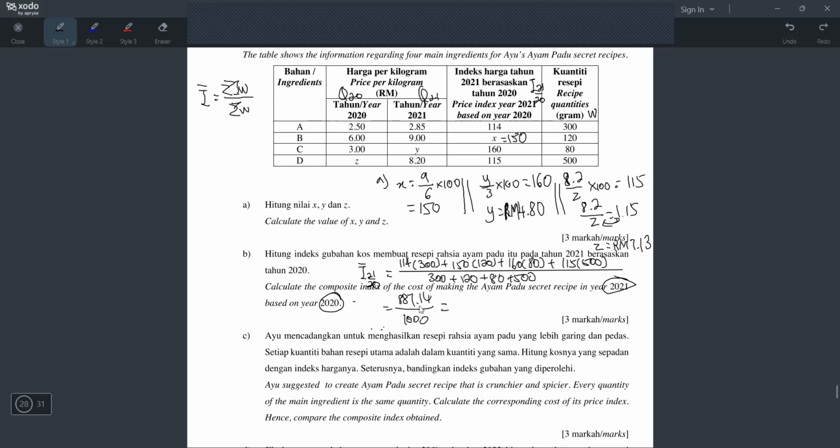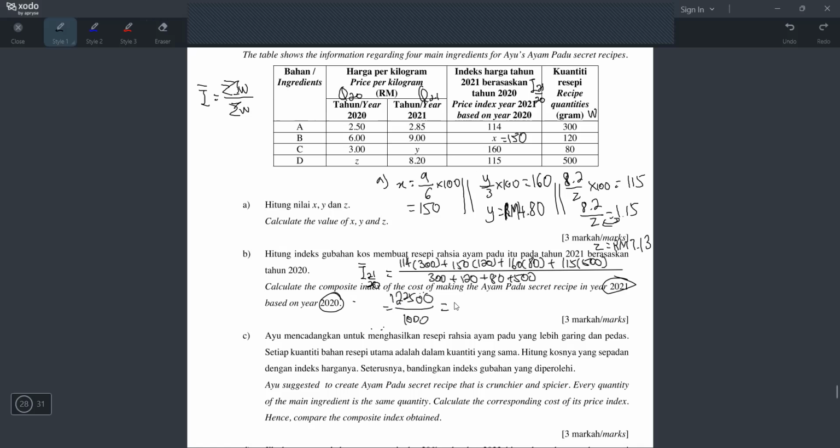And then when you divide by 1000, you will get, oh, why is it like that? Okay, let me press again. 114 times 300 plus 150 times 120 plus 160 times 80 plus 115 times 500. Okay, maybe I pressed wrong just now. This one is 1125. Sorry, 1225. 1225.00. Okay, that's what my calculator tells me.